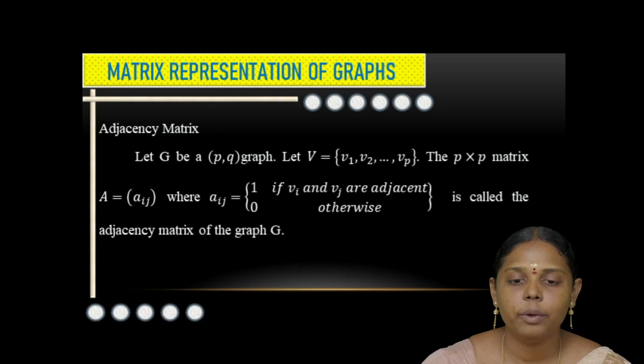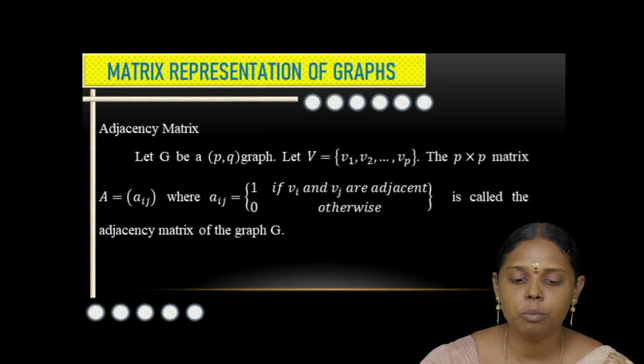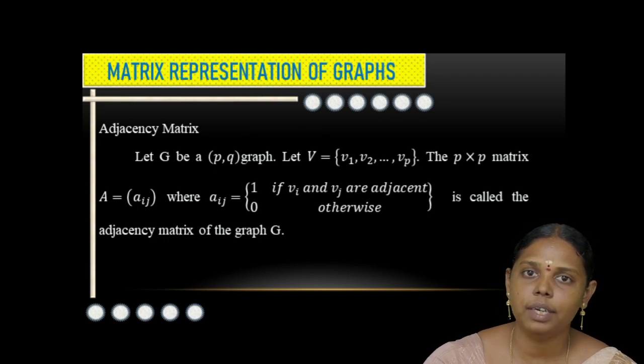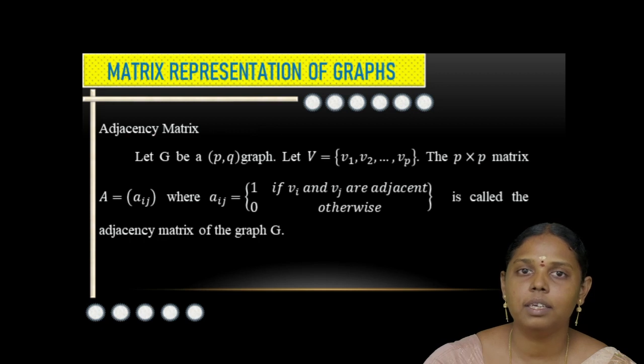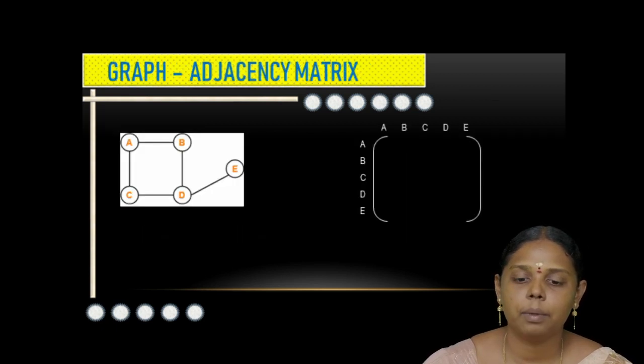So first of all, we are going to see about adjacency matrix. If we consider a graph with P vertices and Q edges, the P cross P matrix is said to be the adjacency matrix of the given graph if the entries a_ij is nothing but 1 if the vertices Vi and Vj are adjacent, and 0 if they are non-adjacent. Let us see an example.